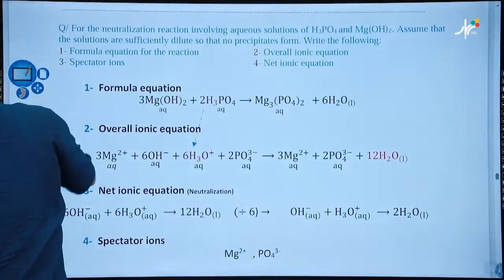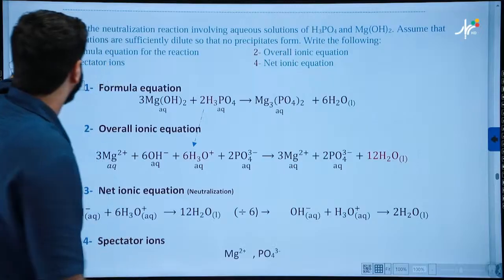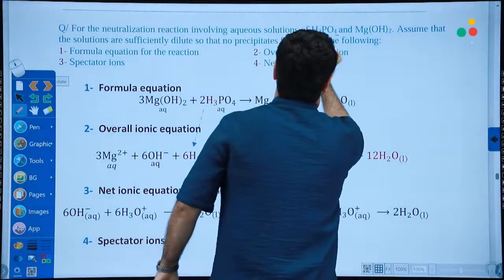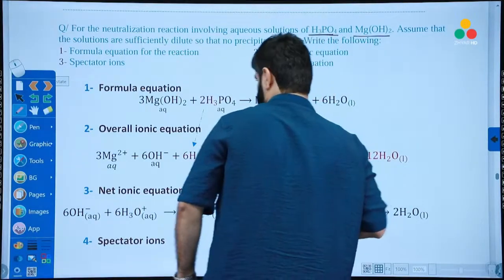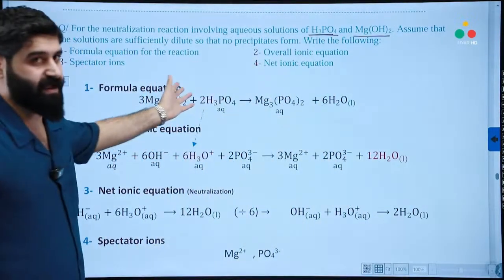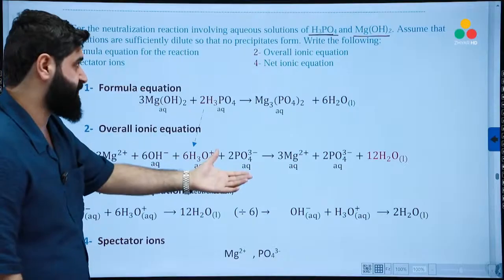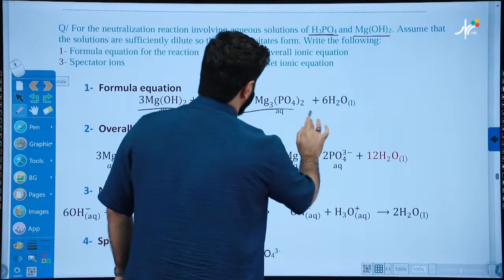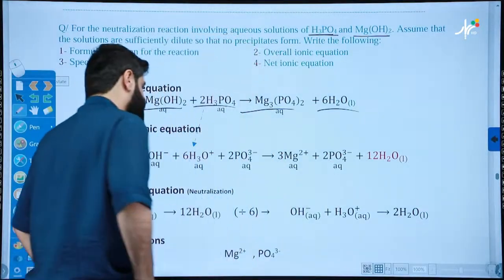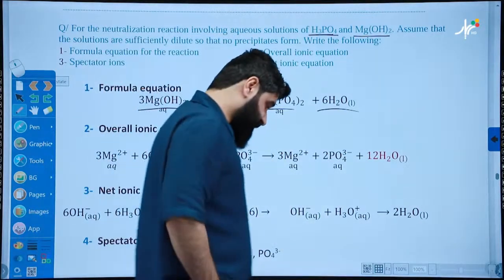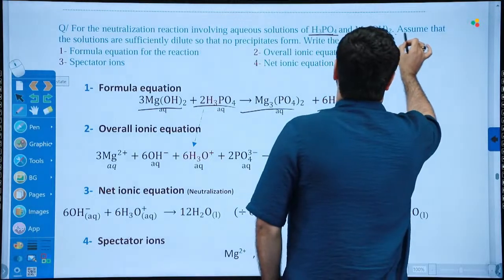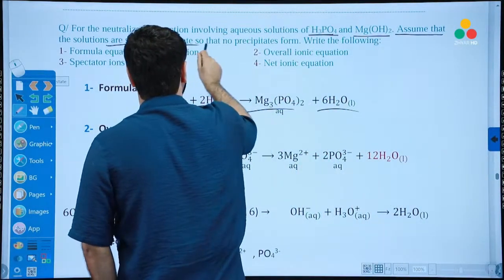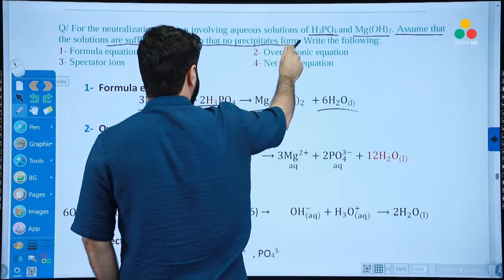Good. We have a nice question here. Look. For the neutralization reaction involving the aqueous solutions of H3PO4 and Mg(OH)2, I'm not going to show you how to write the reaction again, okay? Because I have solved too many examples last time. Mg(OH)2 plus H3PO4, the salt will be Mg3(PO4)2 and 6 molecules of water. Good. But there's a very strange part in the question. Look, assume that the solutions are sufficiently diluted so that no precipitate is formed.